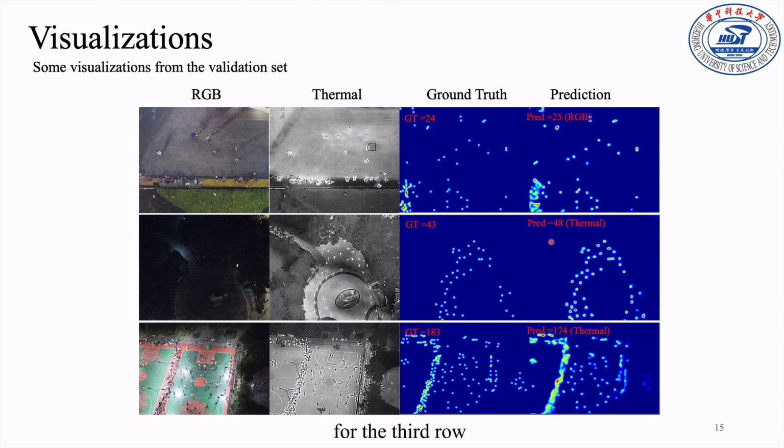For the third row, the prediction results from RGB and thermal images are very similar, and the thermal prediction is slightly larger than the RGB one. Then the network will also choose the prediction result from the thermal image as the final count.